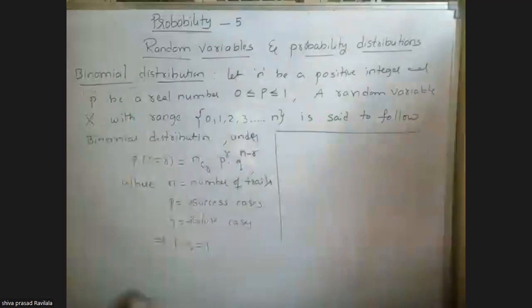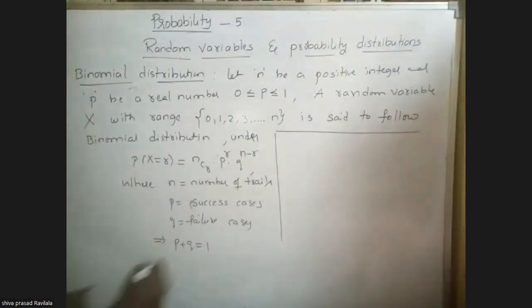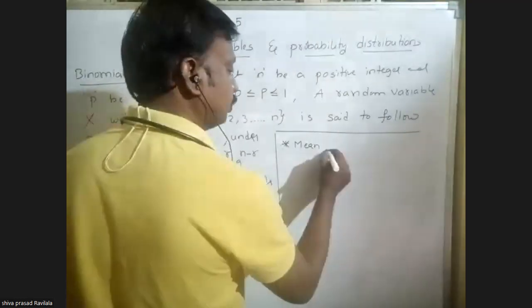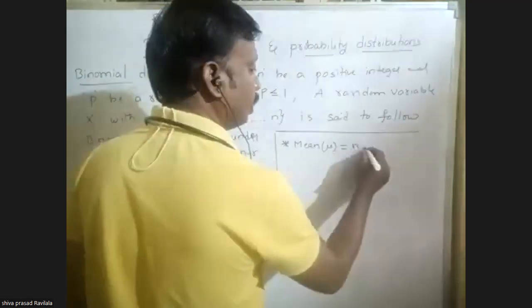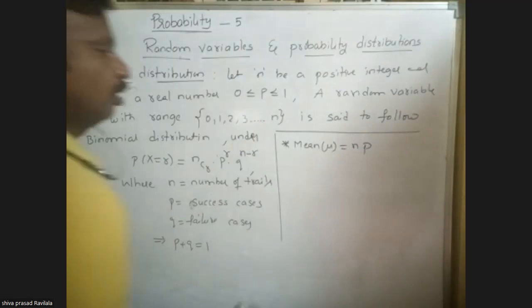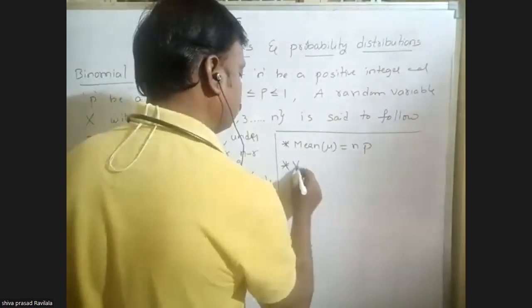In this binomial distribution also we have a mean and a different formula. Next one, mean mu is equal to n into p, number of trials into probability of success. Automatically, one more formula, what?